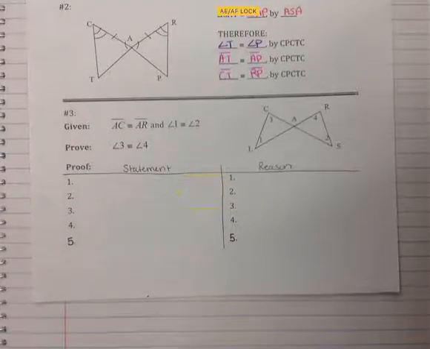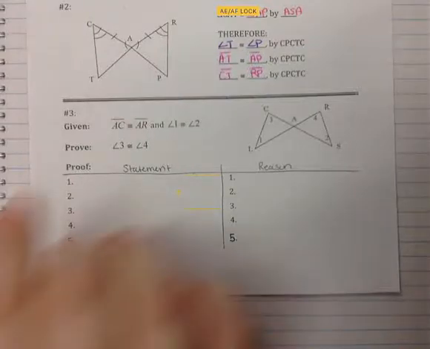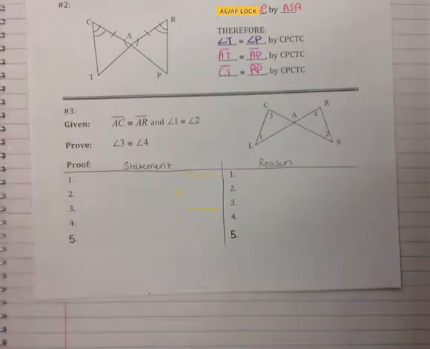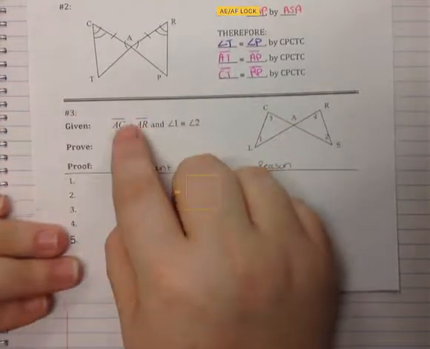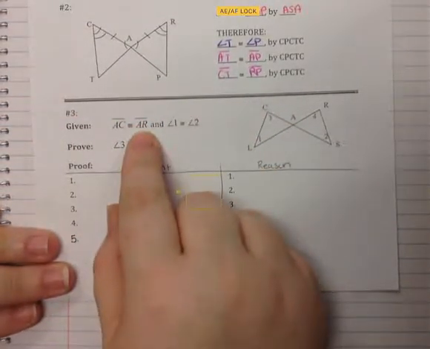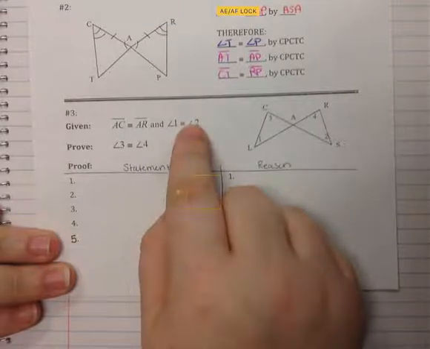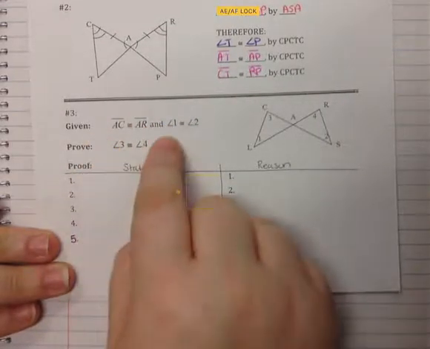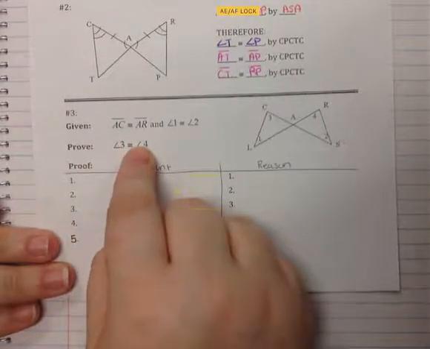This video is going to be on writing the proofs using CPCTC. We need to prove that triangles are congruent using a regular proof, and then we're going to prove that the additional information is congruent. So on this problem, we're given that segment AC is congruent to segment AR, and then angle 1 is congruent to angle 2. But we want to prove in the end that angle 3 is congruent to angle 4.